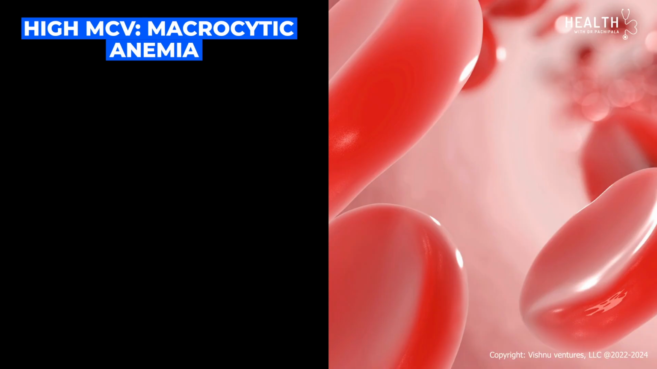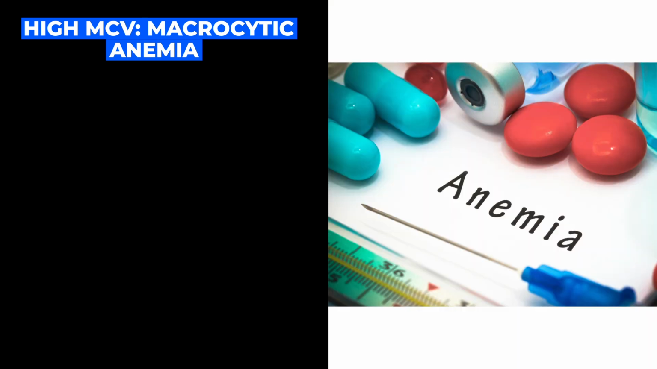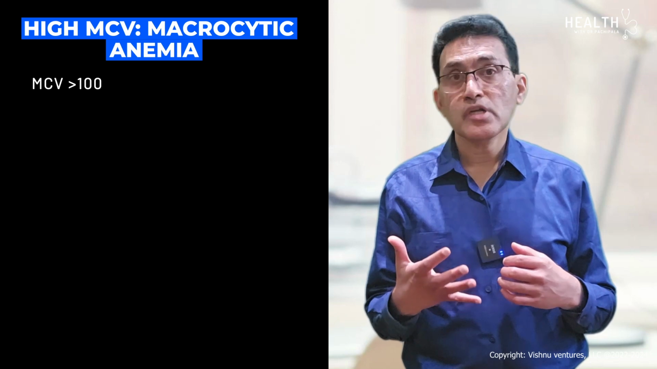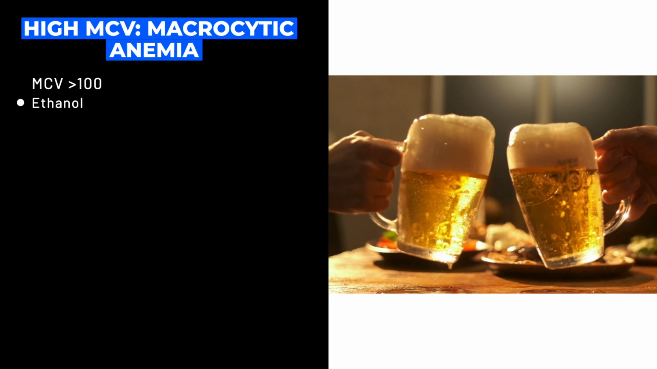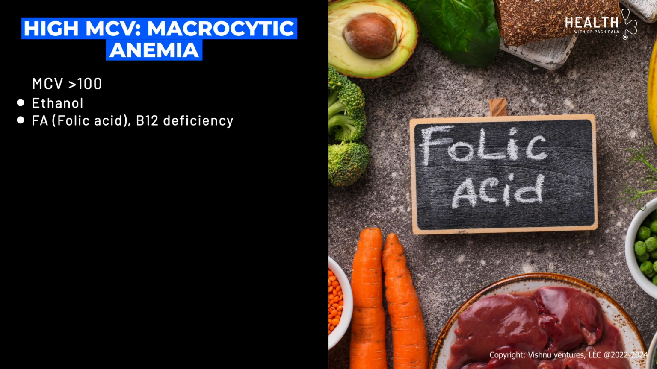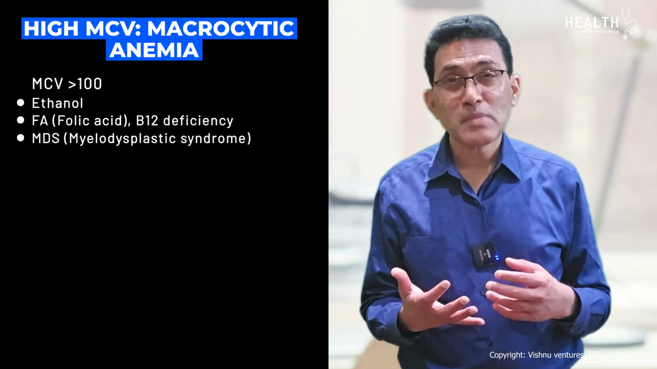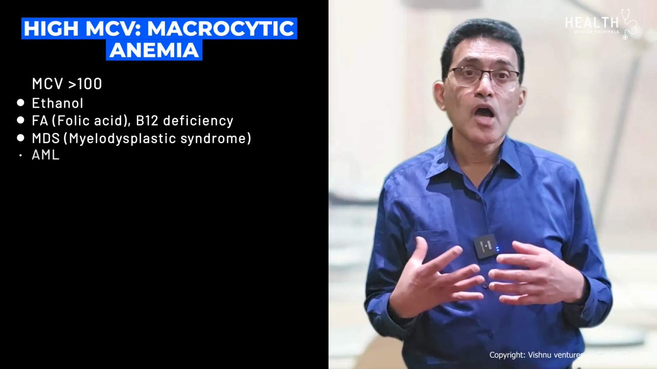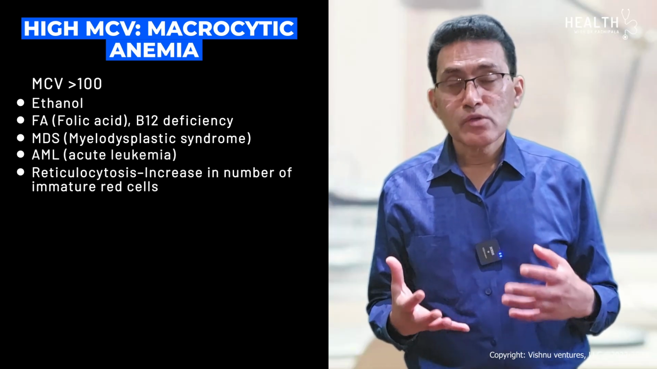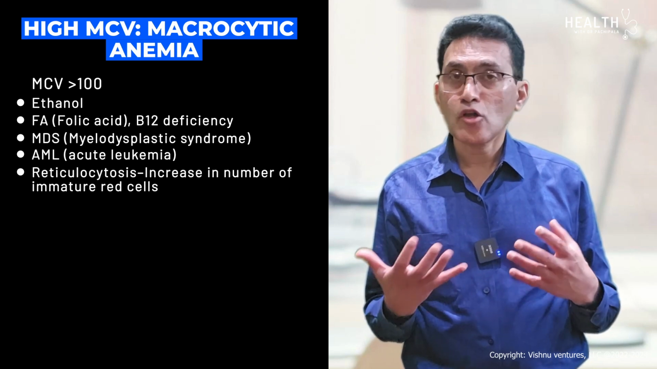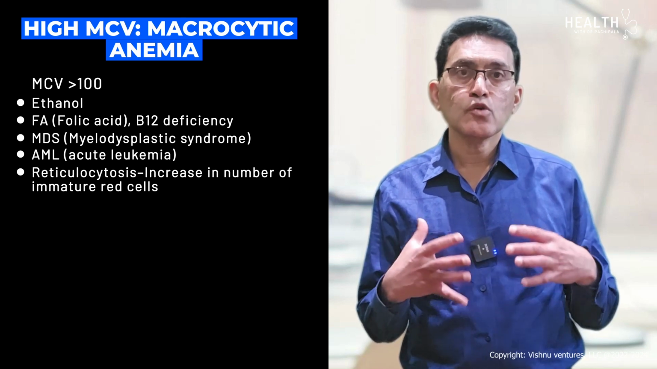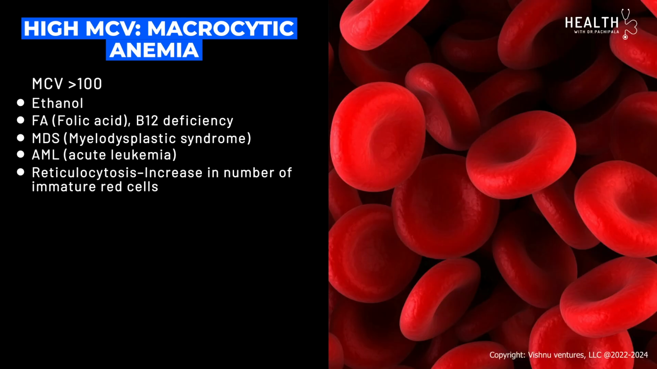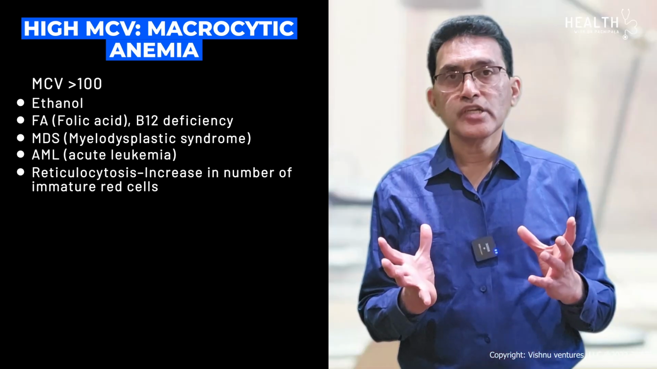The other class of anemias are high MCV anemias, meaning the size of the cells is bigger, and typically the MCV is more than 100. Examples of high MCV anemias include ethanol, which is excess intake of alcohol, folic acid deficiency, B12 deficiency, myelodysplastic syndrome, which is a bone marrow condition, acute leukemia, and reticulocytosis, meaning that somebody has lost a lot of blood and is forming new cells in the bone marrow. We call them reticulocytes, and when the reticulocyte count is really high, they can have large size cells circulating in the smear.